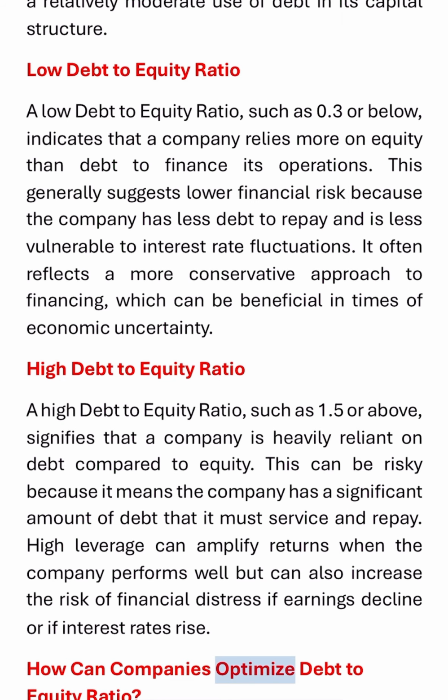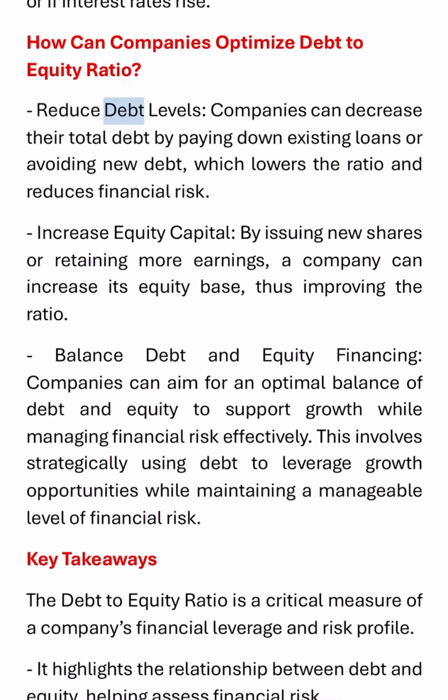How can companies optimize the debt-to-equity ratio? Reduce debt levels. Companies can decrease their total debt by paying down existing loans or avoiding new debt, which lowers the ratio and reduces financial risk. Increase equity capital. By issuing new shares or retaining more earnings, a company can increase its equity base, thus improving the ratio. Balance debt and equity financing. Companies can aim for an optimal balance of debt and equity to support growth while managing financial risk effectively. This involves strategically using debt to leverage growth opportunities while maintaining a manageable level of financial risk.